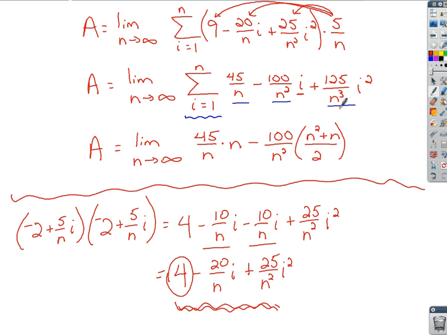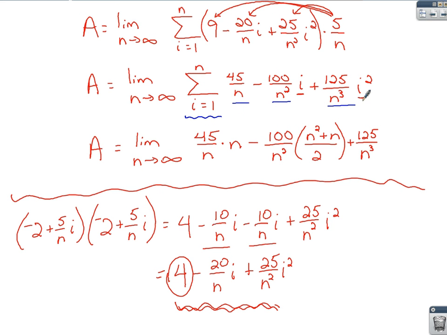For this last guy here, I've got plus 125 over n cubed. If I consider the theorem for i squared, the expanded form of that theorem is 2n cubed plus 3n squared plus n over 6. So I'll multiply that on to the 125 over n cubed.